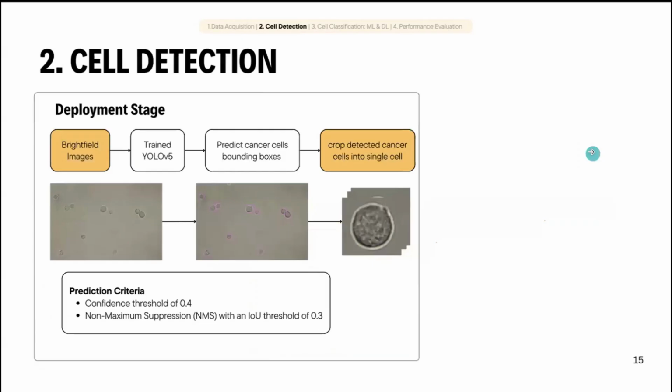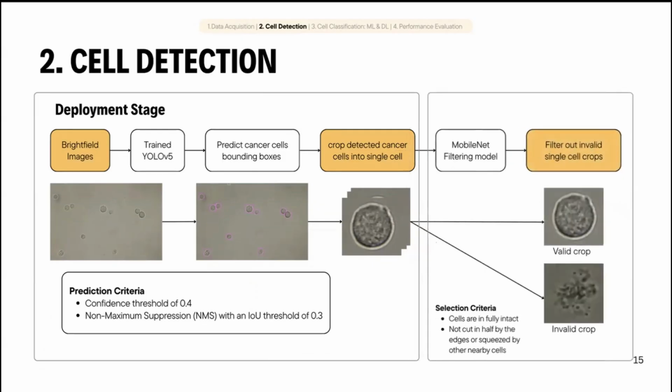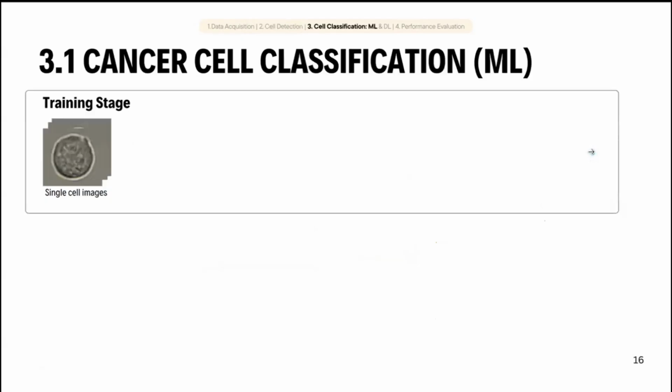Moving on to the deployment stage. After detection and cropping into single cell images, the cells would be passed to the classifier. However, not all cells are in valid shape to be passed to the classifier. Therefore, we trained another model to filter out invalid images. MobileNet architecture was chosen for the filtering task due to its lightweight architecture. Next, we'll move on to the classification part.